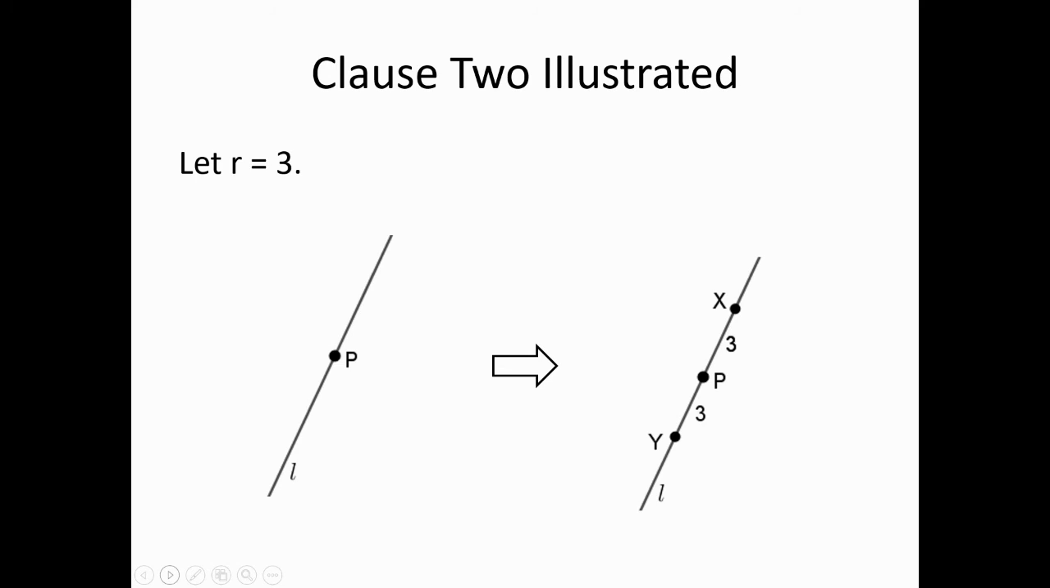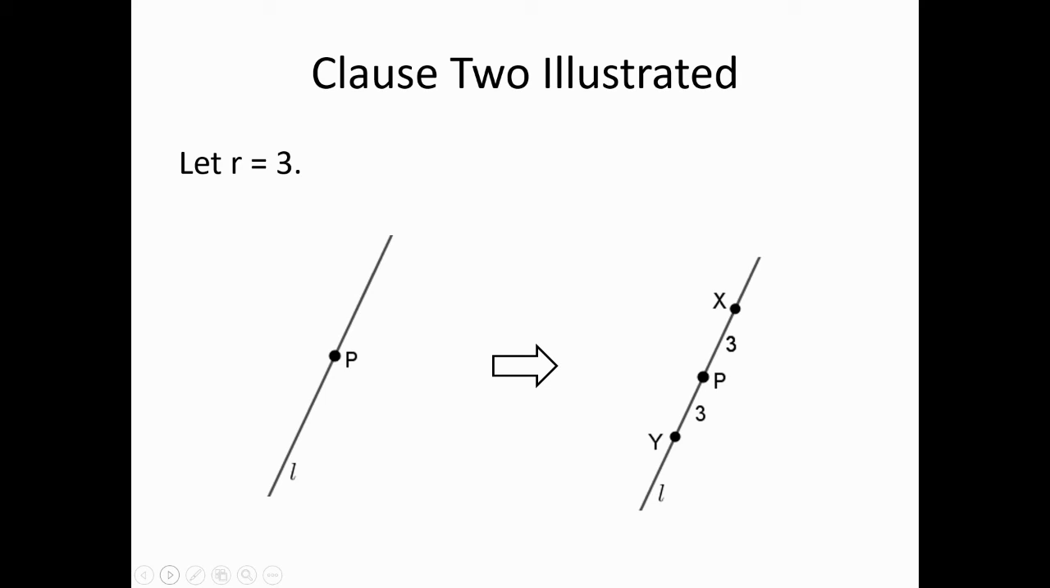So let us say that we wish to carve out segments of length 3. That is, let our real number that represents length equal 3. What we start with is simply a line called L, then a point P on that line. That's what you see on the left-hand side. And then clause 2 of the ruler postulate allows us to add in these points X and Y, one on one side of P, the other on the other side of P, such that the segments created, namely PX and PY, both have length 3.